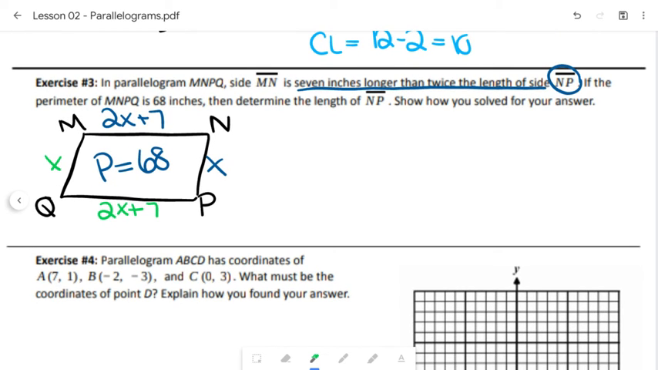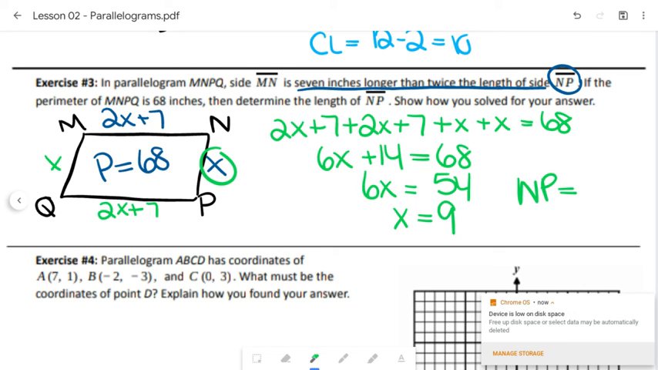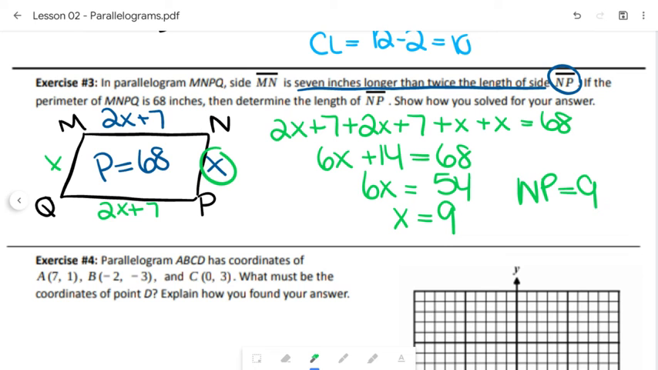We take that, and we're going to add everything up now. 2X plus 7 plus 2X plus 7 plus X plus X equals 68. You could have just done 2 times 2X plus 7, 2X, whatever you want to choose in that case. But we're going to get 6X plus 14 equals 68. 6X equals 54, and X equals 9. Now I just look to plug this back in, but NP is equal to X. So I'll finish it off by saying NP is equal to 9.